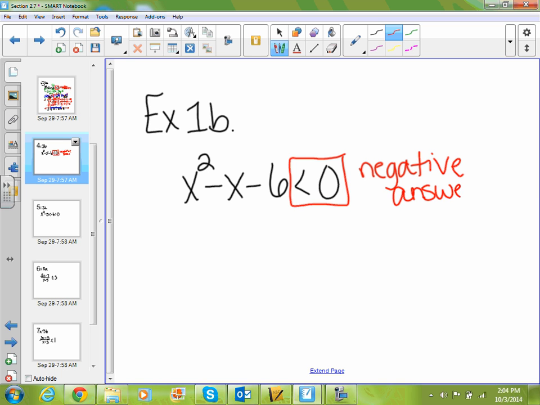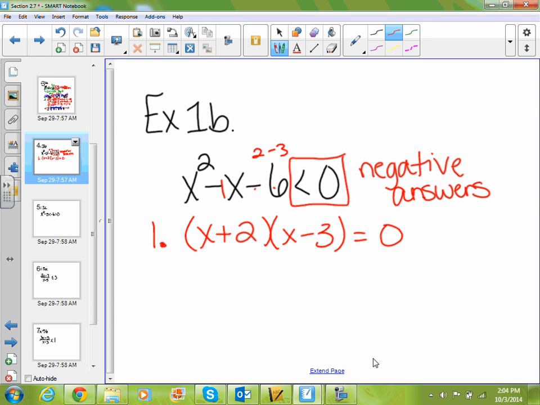So negative answers. So the first thing I'm going to do is find my zeros. If I factor this, my factors of 6 that subtract to give me -1 are going to be 2 and -3. So I get x plus 2 and x minus 3. I set that equal to 0. So I know that my first zero is at -2, and my second zero is at 3.